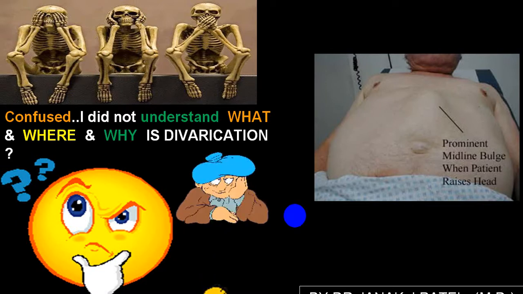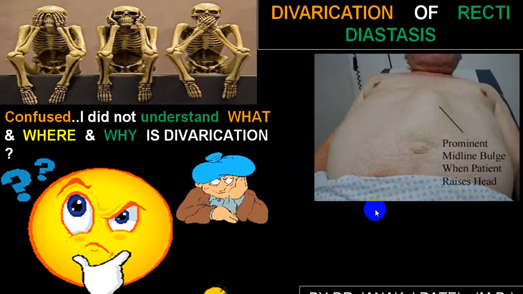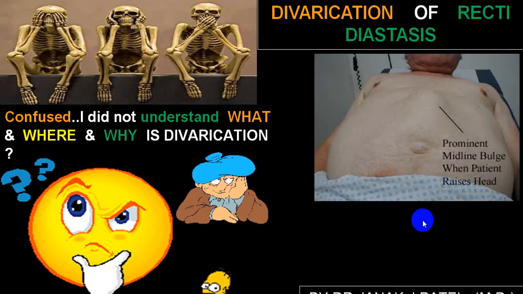And there are two short video clips which show you a very good divarication of recti. So we'll be talking on divarication of recti, or what we call diastasis. While doing an inspection of abdominal examination, you will see there is a bulge in the center part of the abdomen. Here you can see there is a little bulge in the central part of abdomen, and particularly when the person raises his head, this is a classical divarication of recti.